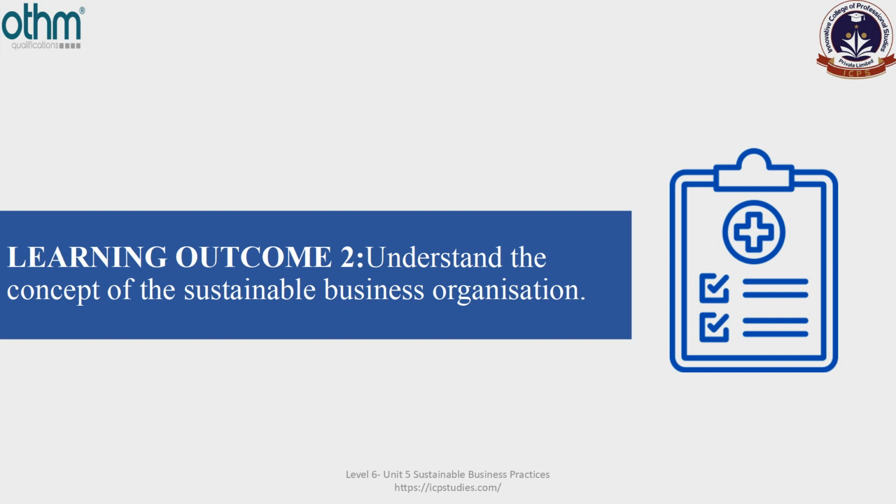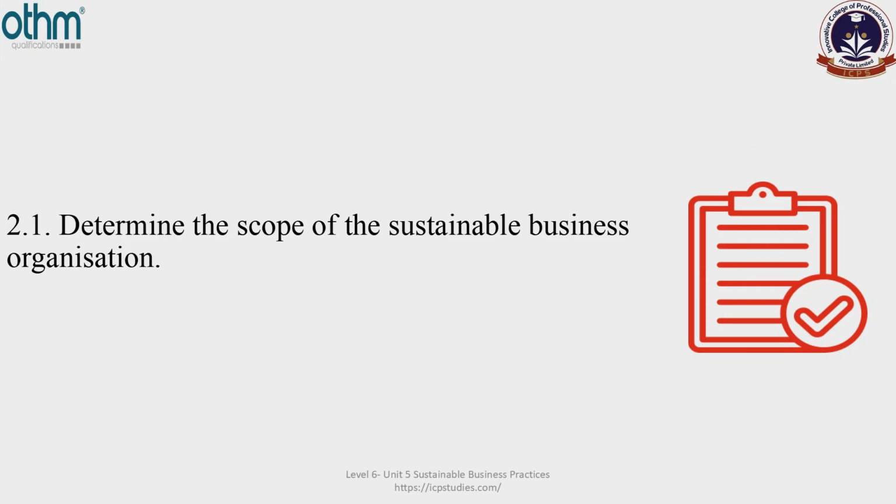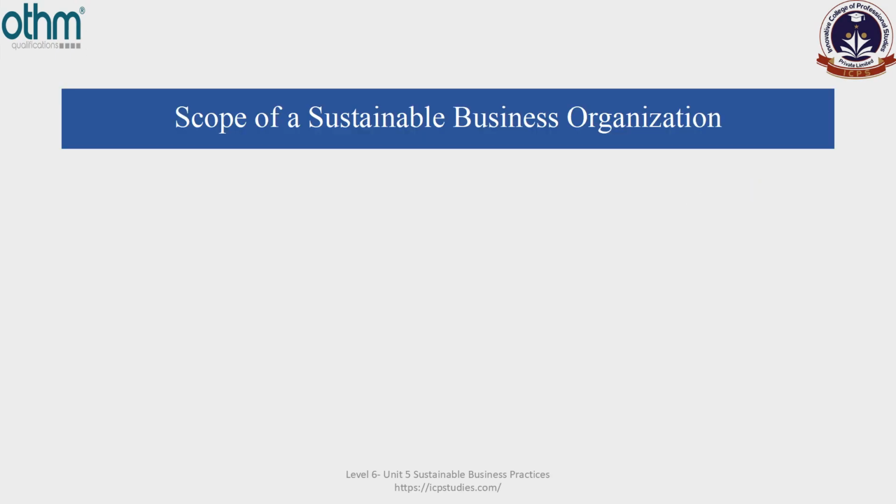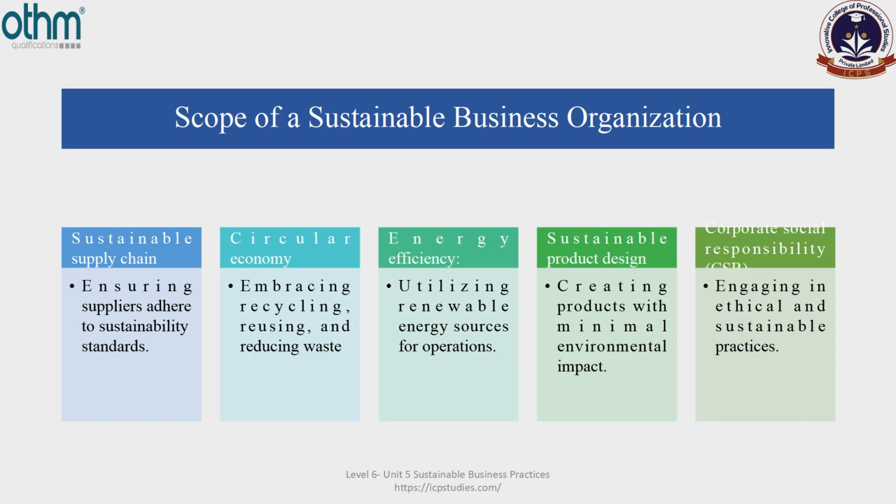Now we have second learning outcome in which we understand the concept of sustainable business organization. So first we have first assessment criterion which will determine the scope of sustainable business organization. So there is a scope of sustainable business organization. For example, first we have sustainable supply chain in which we ensure the suppliers adhere to sustainability standards.